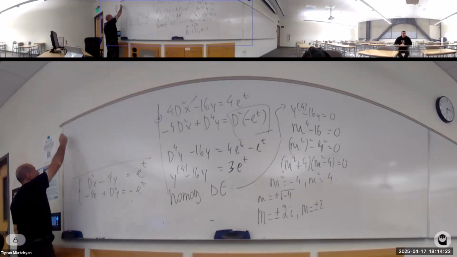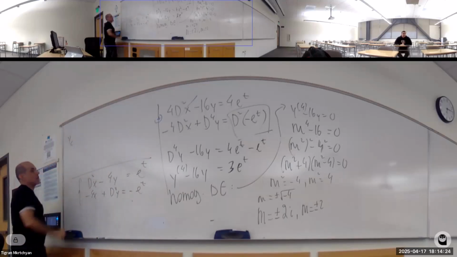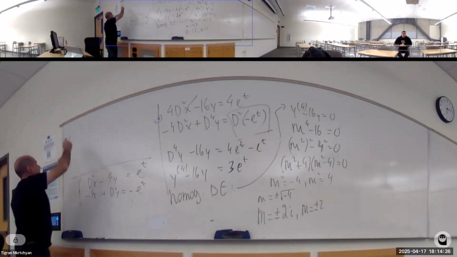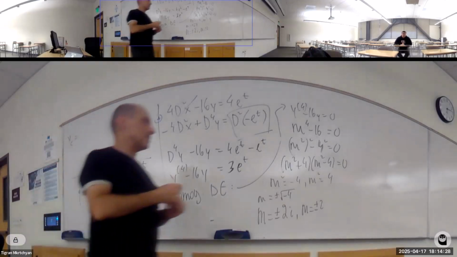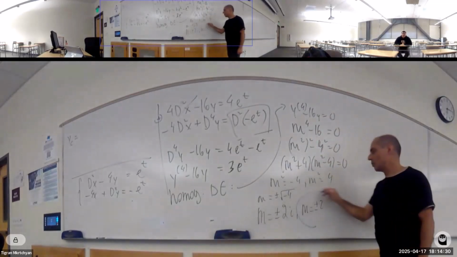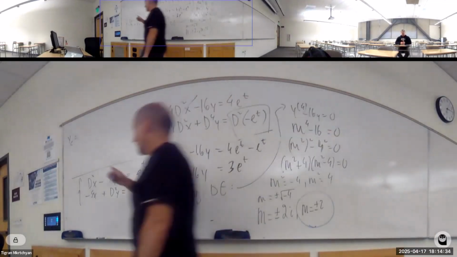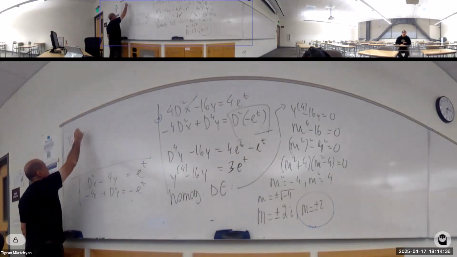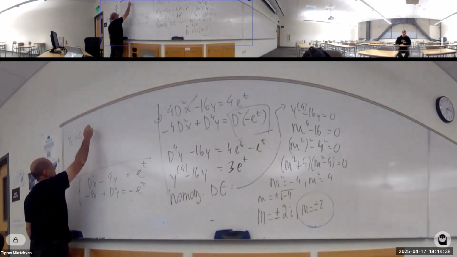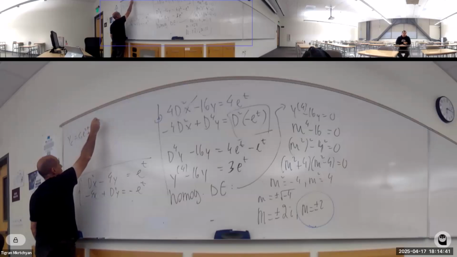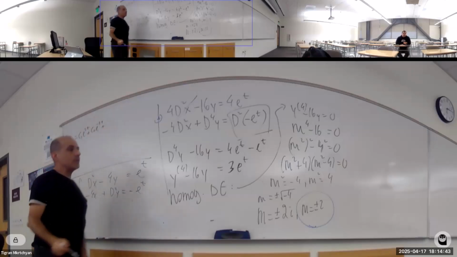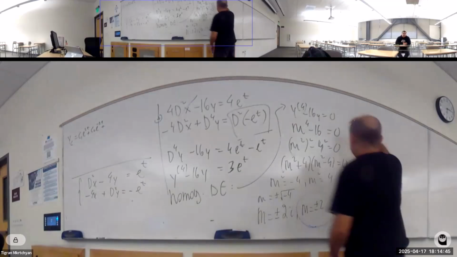So now the complementary homogeneous solution. Let's start from this one. For these guys, I will have what? C1 e to the 2t, plus C2 e to the minus 2t. Right.